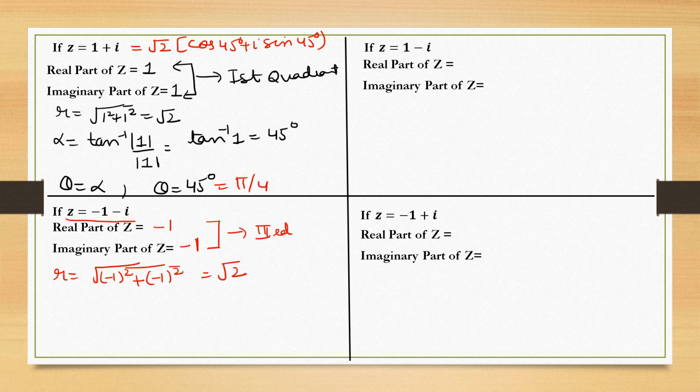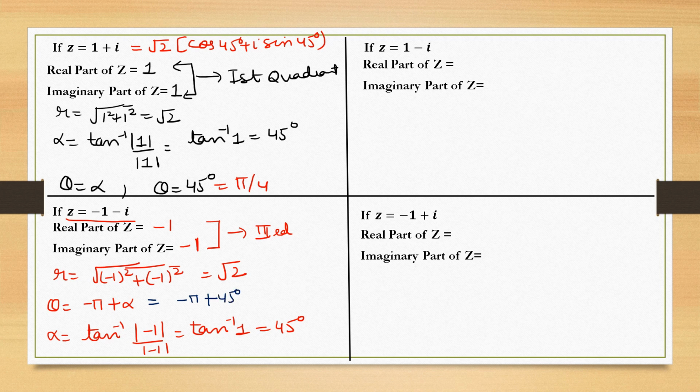And what will be the theta in the third quadrant? Theta is minus pi plus alpha, right? What is alpha? Alpha is tan inverse of the modulus of the imaginary part, that is -1, over the modulus of the real part. So again this is tan inverse 1, which means 45 degrees. But because this is in the third quadrant, your theta will be minus pi plus pi by 4. So what do you get? Minus 3 pi by 4. So our theta is minus 3 pi by 4.